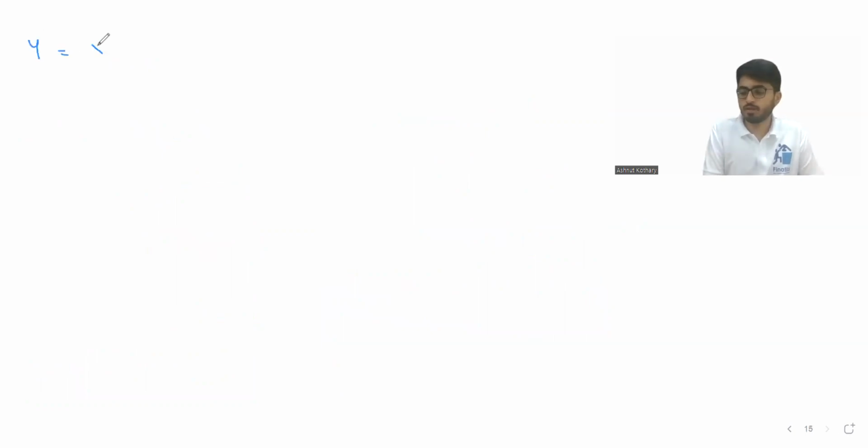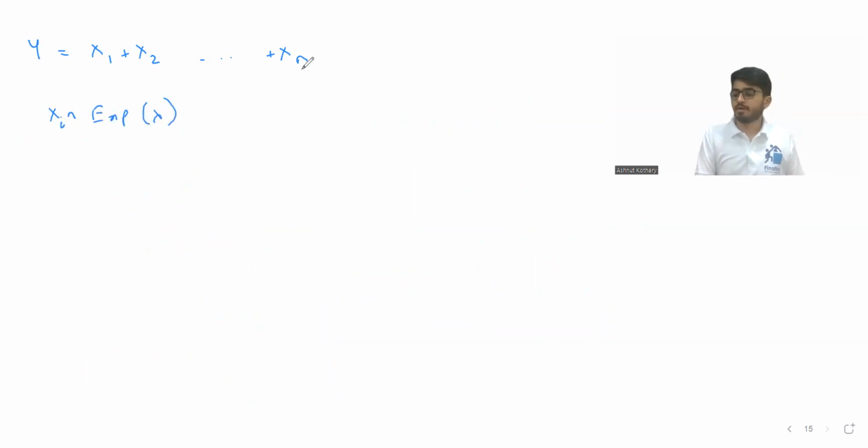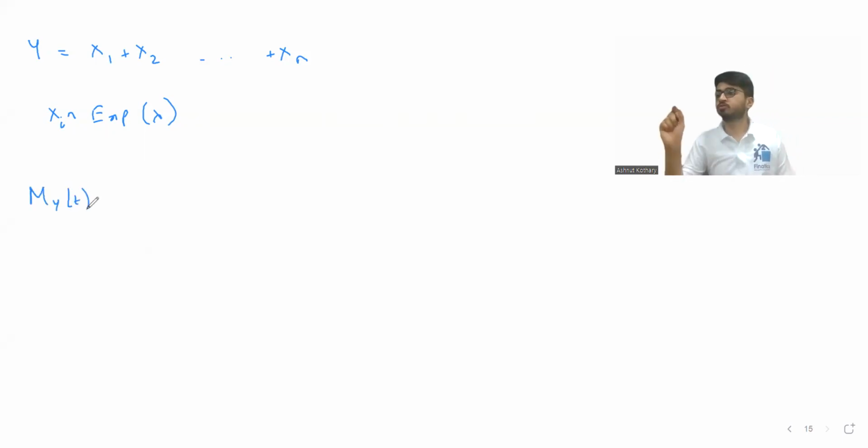Let's say I define y to be x1 plus x2 and so on plus xn, where xi follows nothing but exponential. All of them are independent, all of them are identical, they are following the same distribution. What I will ultimately show is y will be following a gamma distribution with parameters n and lambda. How to bring that? Through MGF. We are going to use which result? Uniqueness property of MGF. That is, if I find a particular MGF, it corresponds to a specific type of distribution.